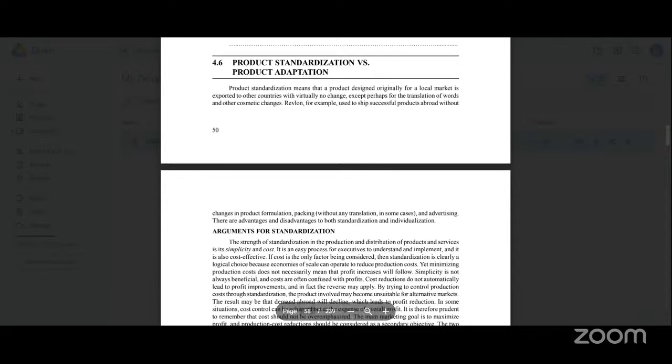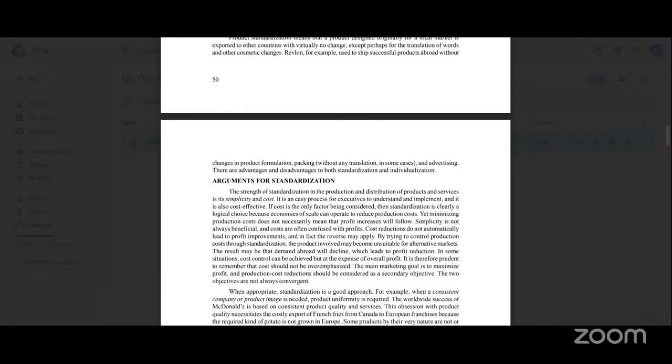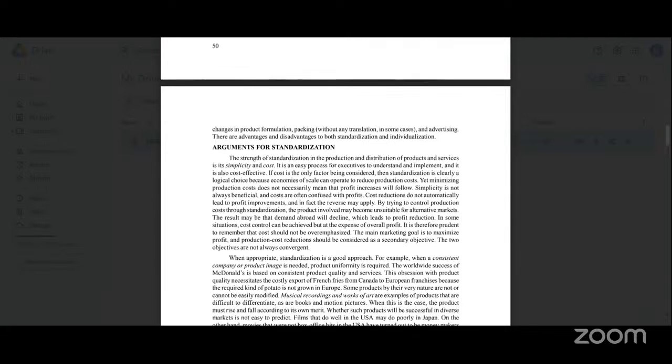Product standardization means that a product designed originally for a local market is exported to other countries with virtually no change, except perhaps for the translation of words and some cosmetic or minor changes. For example, if we were to look at Revlon, it used to ship successful products abroad without any change in the product formulation. The packing remained the same. In some cases, it didn't even have a local translation. Even advertising was more or less the same that they were using globally, and they were not customizing it to the local market. So, there are certain advantages to both standardization and individualization.